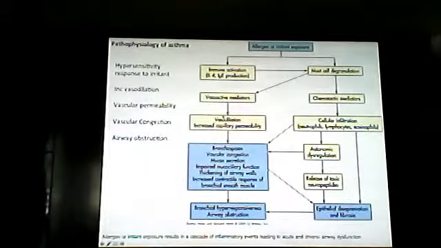With asthma, it's a hypersensitivity response to an irritant. You can have increased vasodilation, vascular permeability, and vascular congestion. Basically, all of this is telling you more about airway obstruction, and it's due to that allergic or irritant response that triggers it all.